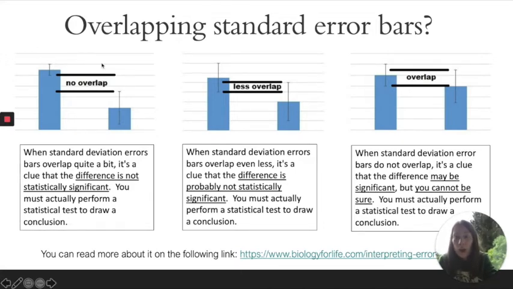So when you have no overlap, that's likely that there is a statistically significant difference, but you must actually do a statistical test to draw a conclusion. Here there's less overlap, so it's probably not statistically significant. And here there is a lower overlap, so it is unlikely to be statistically significant. Again, to confirm this, to verify this, you would need to do an actual statistical analysis.